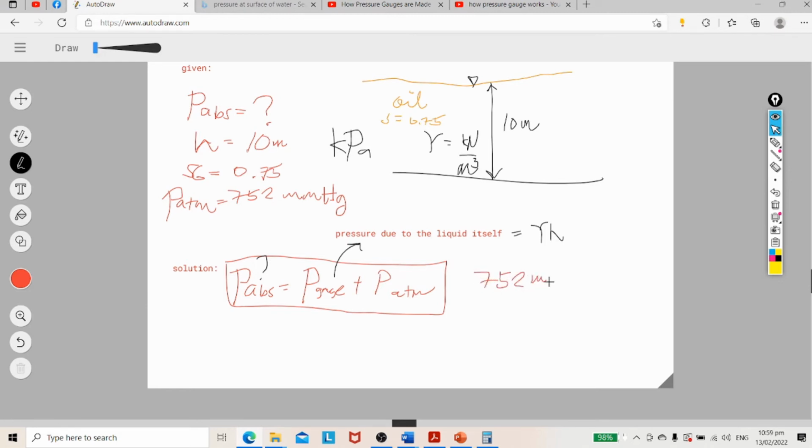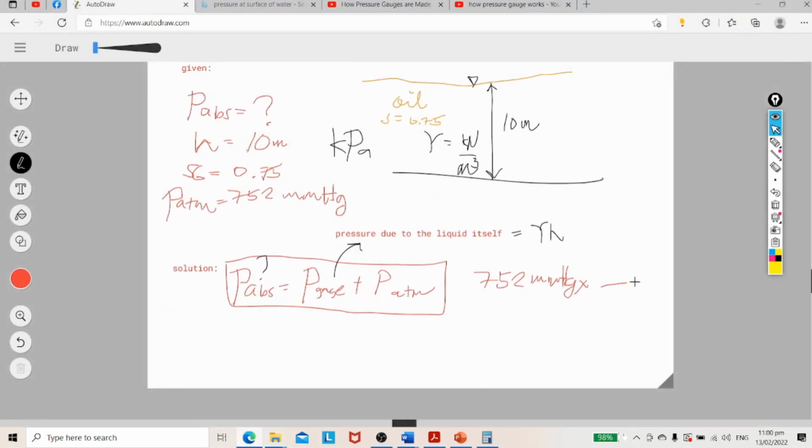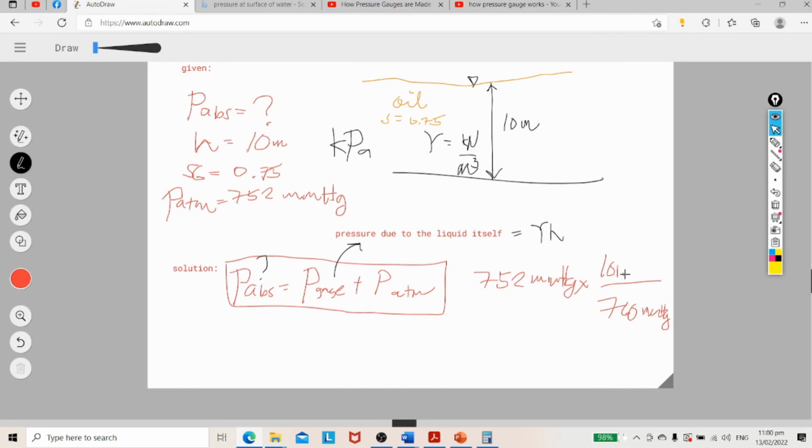752 mmHg multiplied by... Ito, under normal conditions, 1 atmospheric pressure at 101.325 kPa is equal to 760 mmHg. So, unit conversion yan. 760 mmHg, 101.325. Naka-kPa ka na. So, pwede mo nang sabihin na 752 by 101.325 over 760.